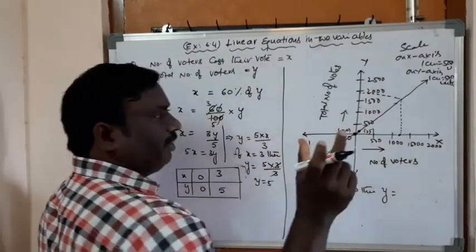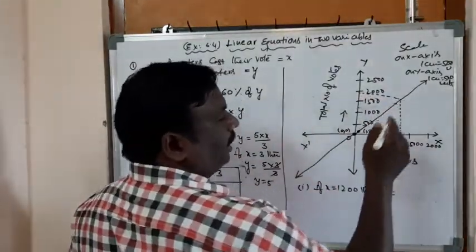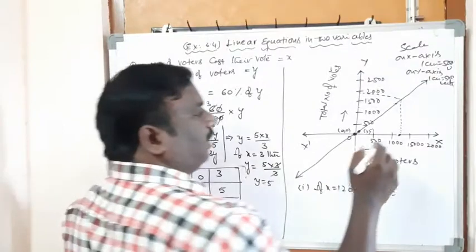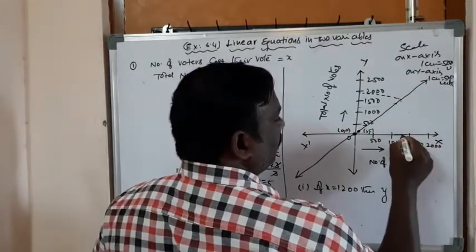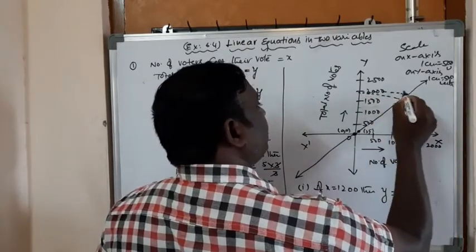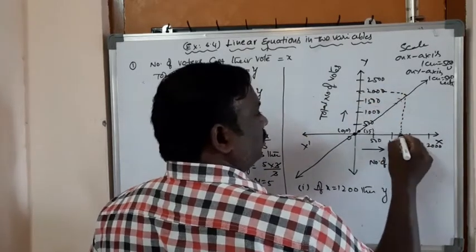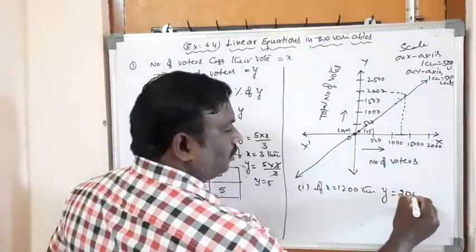Actually this is not an equal interval, that's why we are getting the graph like this. If you draw it on exact graph paper, definitely it will intersect at, see here, 2000. So see here, if x equal to 1200, then y equal to 2000.